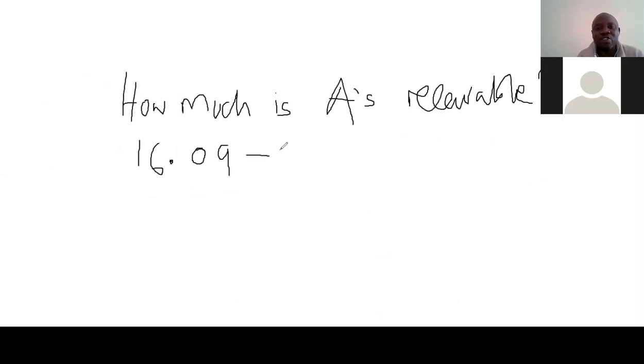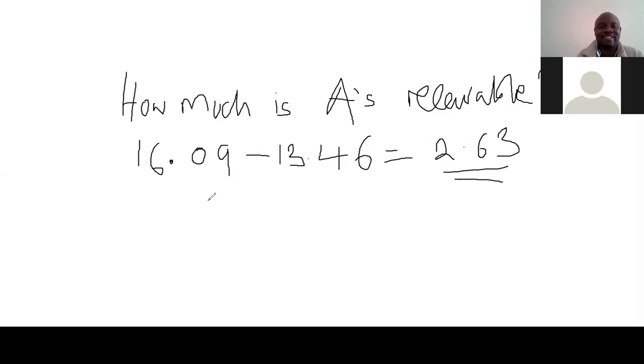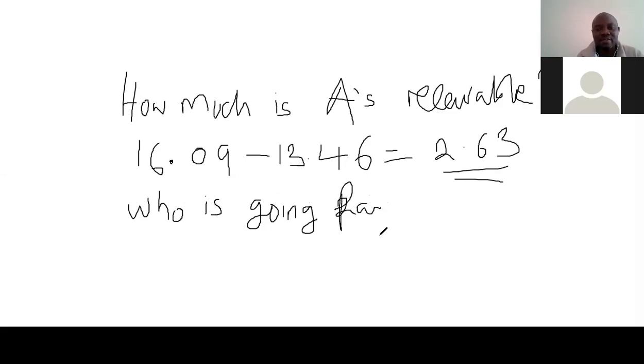But then, because you are removing your 13.46, meaning that A's receivable is 2.63. So the question is, who is going to pay A 2.63? Okay, now it makes sense, because even Colgate was owing.